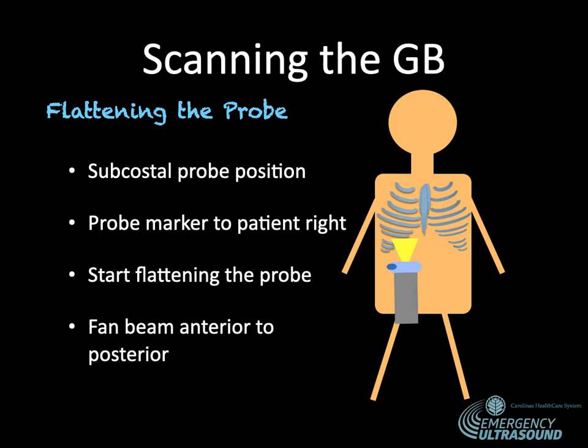And then finally, we have the flattening the probe approach. I really like this in thinner, younger patients or even pediatric patients. So we're going to start with the probe in the subcostal position, probe marker to the patient's right, and of course we're on the right side. Then I'm going to have the probe straight up and down, and I just start flattening the probe or dropping the angle of the handle so that it flattens out. As I drop the probe, I'm going to look for the patient's right kidney, and then anterior to that, I should see the patient's gallbladder. We're going to fan the beam anterior to posterior.